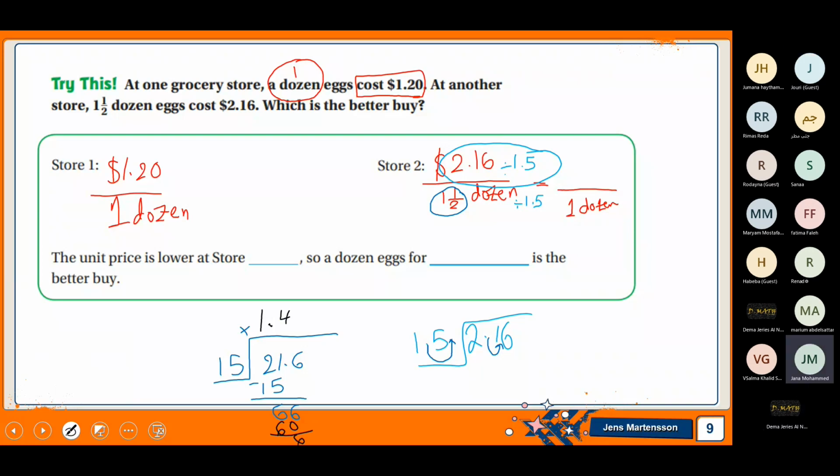Then the remainder is checked. Add what? 0. I will add 0 and put another 4 and divide it to be 6 again. So then it comes like 1.44.